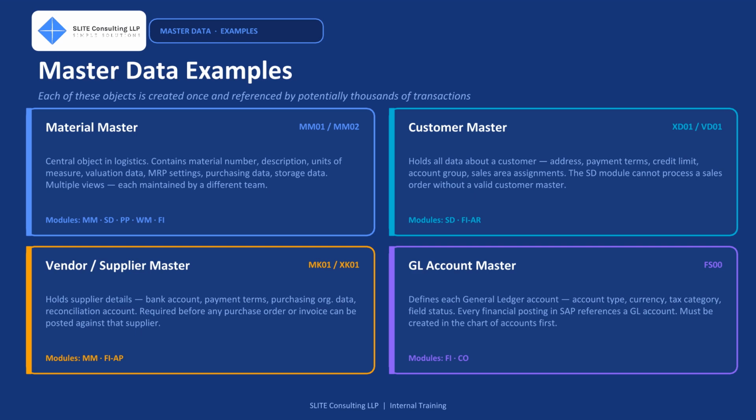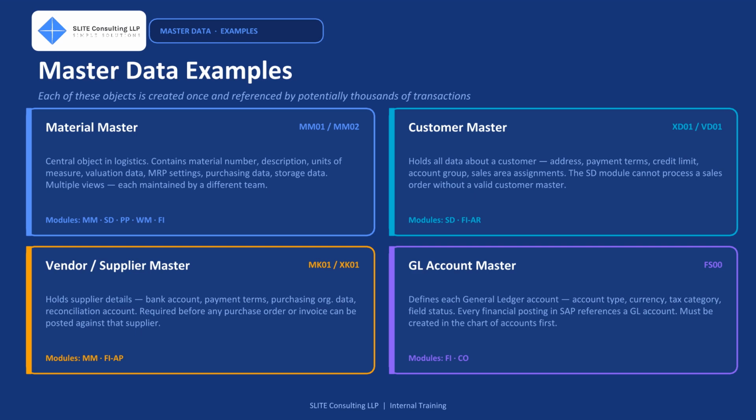The vendor master, MK01 for purchasing view, XK01 for central, holds all data about a supplier: name, address, bank details, payment terms, purchasing organization assignment, and the reconciliation account that links it to financial accounting. No purchase order can be raised without a valid, released vendor master.